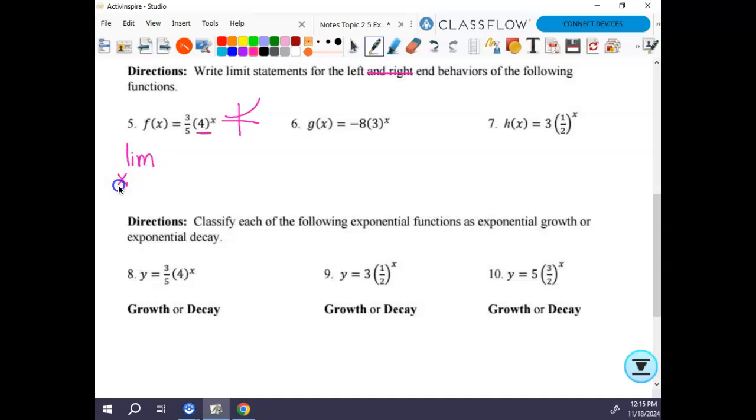Limit as x approaches what? Negative infinity. Okay, I know that it's negative infinity because it says left-end behaviors. It's not the right, it's not as it approaches 0 or anything else. So the limit as x approaches negative infinity of f of x is what? No, 0. As x approaches negative infinity, as x gets smaller and smaller and smaller, y is approaching 0. Okay, because you have an asymptote there, right?